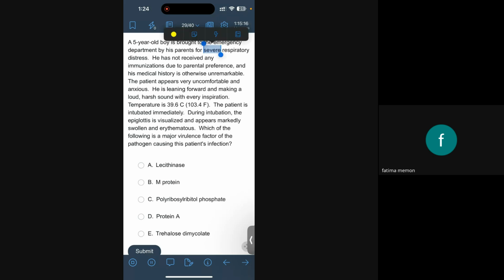A five-year-old boy in the emergency department with severe respiratory distress. He has not received immunizations. He is very uncomfortable and anxious, leaning forward, making a loud, harsh sound with inspiration, most likely stridor. High temperature, 103. The epiglottis is visualized and appears markedly swollen and erythematous. What is the diagnosis here?